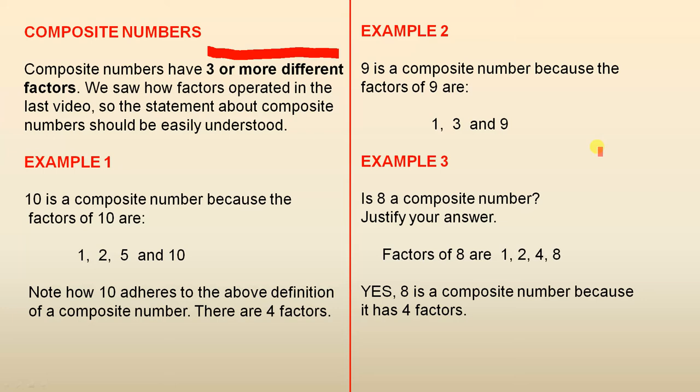Example 3. Is 8 a composite number? Justify your answer. Justify means give reasons. When you give an answer, you have to give a reason why you believe the answer is true. The factors of 8 are 1, 2, 4 and 8. So yes, 8 is a composite number because it has four factors.